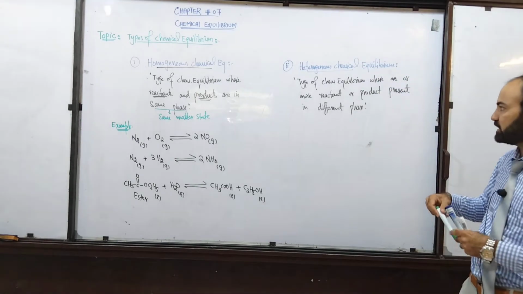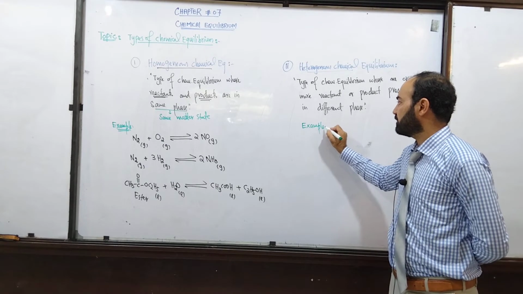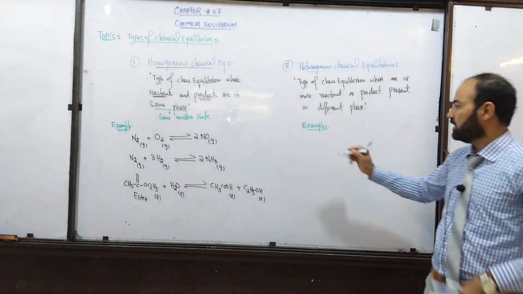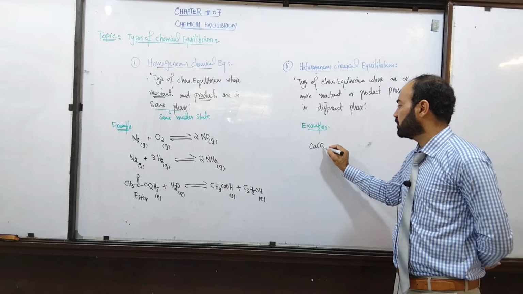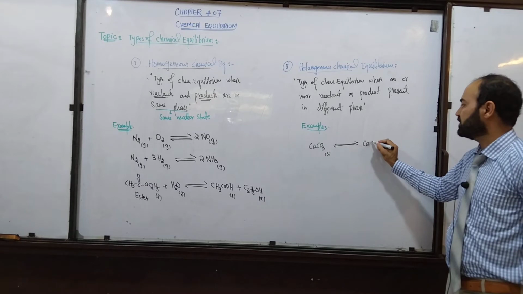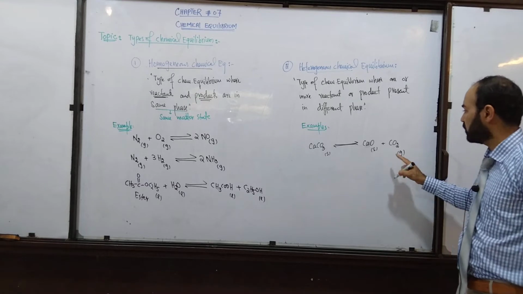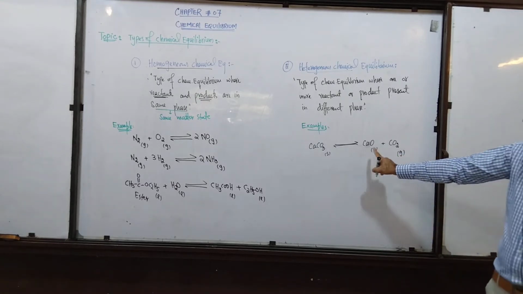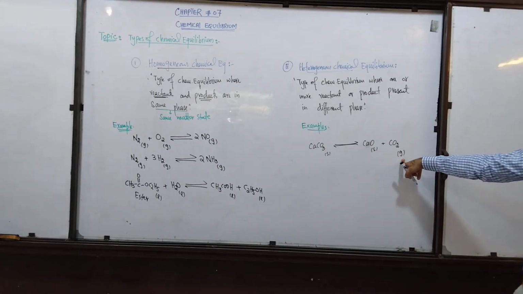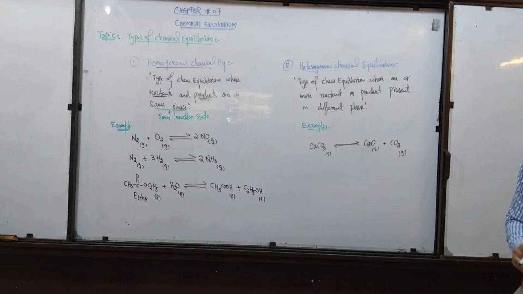For example, let us look at some examples of this heterogeneous chemical dynamic equilibrium. For example, we convert calcium carbonate solid to form calcium oxide solid and carbon dioxide gas. Look, one of the products in this reversible chemical reaction is in a different phase, which is carbon dioxide in the gas state. That's why this is an example of heterogeneous chemical equilibrium.